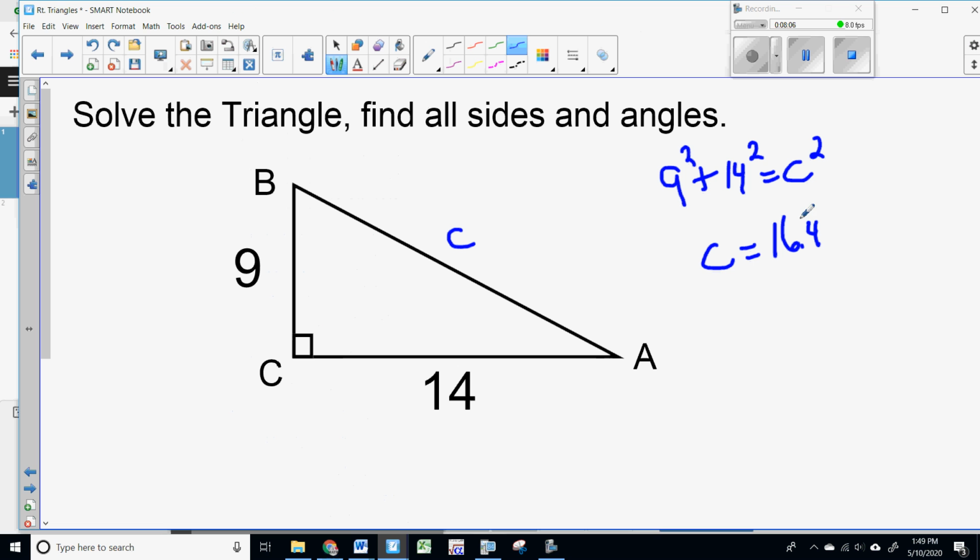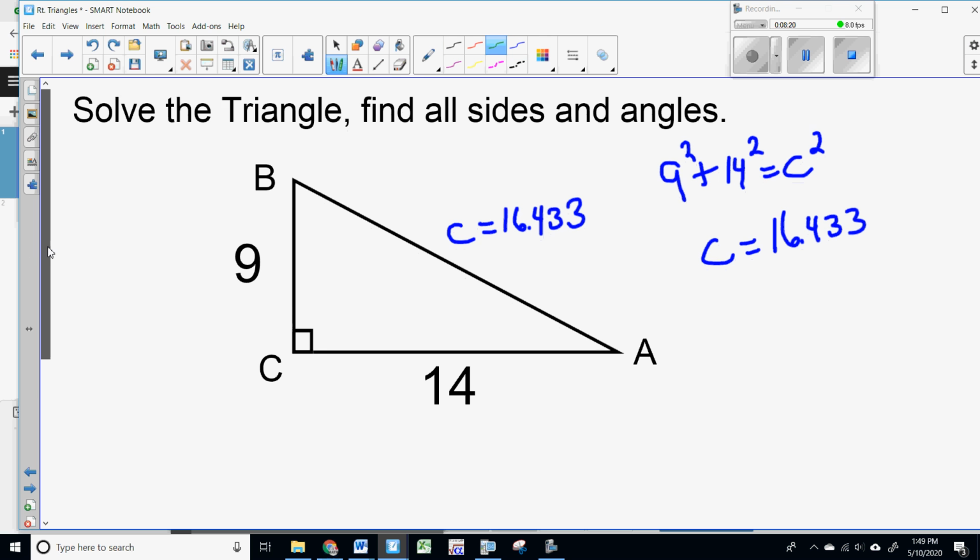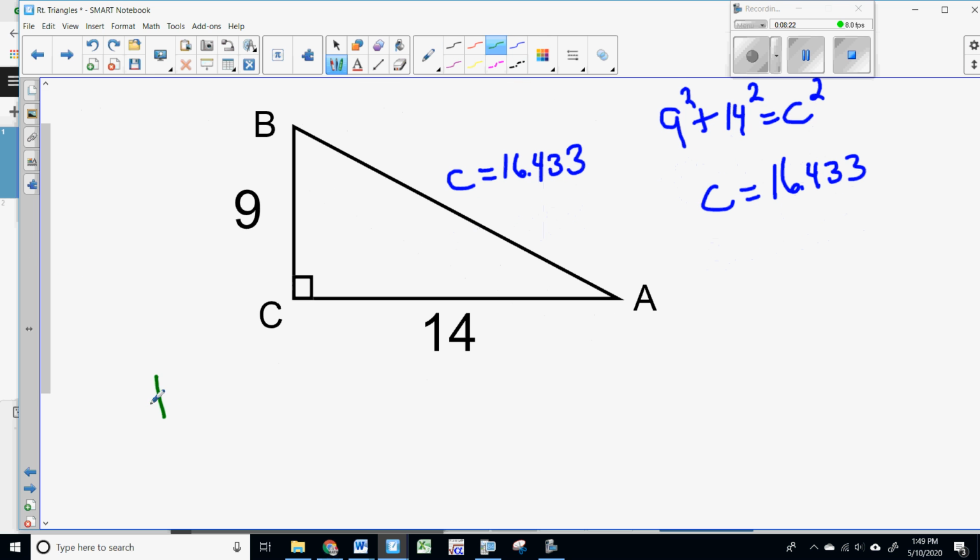Now, we need to find one of these two angles. Because we know all three sides now, because we did Pythagorean theorem, we could use any angle we want. I'm going to use one I haven't used yet. I'm going to use tangent. So I'm going to say tangent of A is 9 over 14.